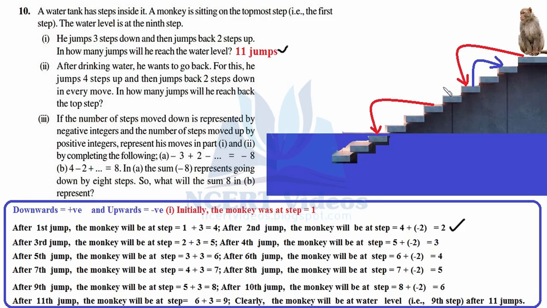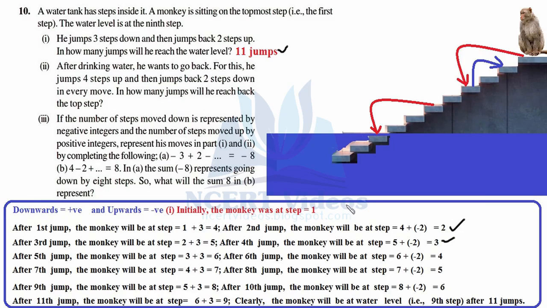So 2 plus 3, because he makes a 3 step jump. So he'll be at the 5th step. Alright. Now the third jump. Now he makes the 4th jump back. It will be taken as negative. So 5 plus minus 2, plus minus is minus. So he'll ultimately be at the 3rd step.